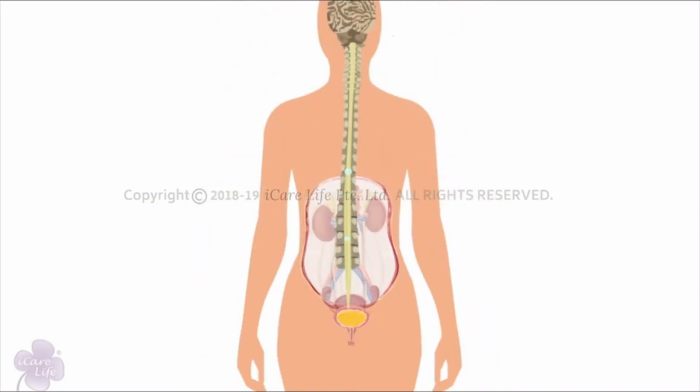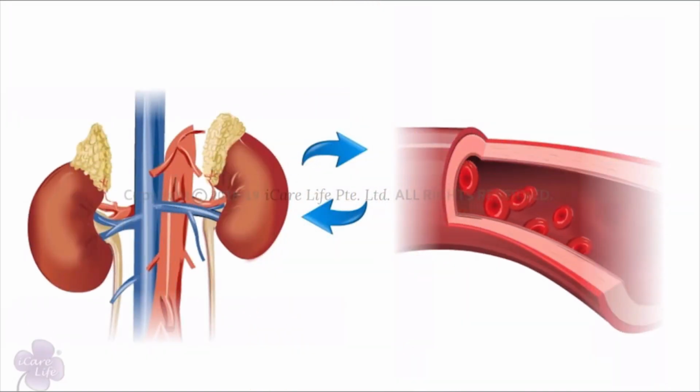When the bladder is full, the nerves in the bladder send impulses to the brain, and the person has the urge to urinate. When a person is ready to urinate, the bladder walls contract, and the urine is expelled out of the body through the urethra. Let us now look at how kidneys control the blood pressure and salt level in the body.